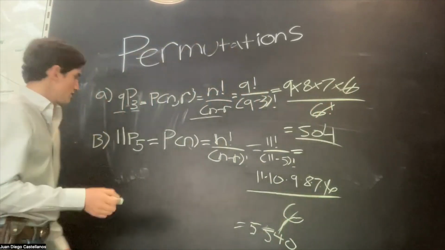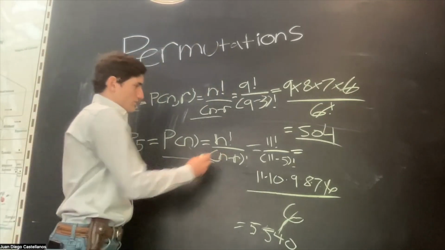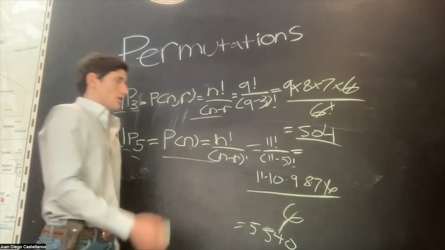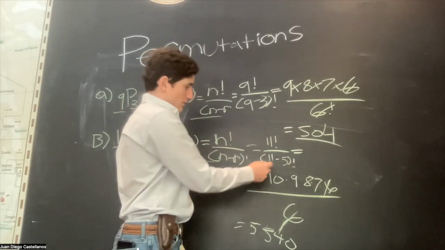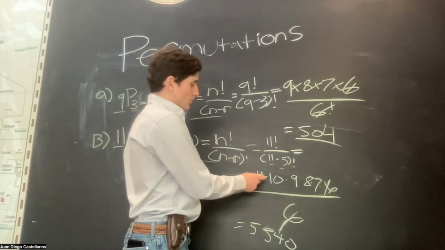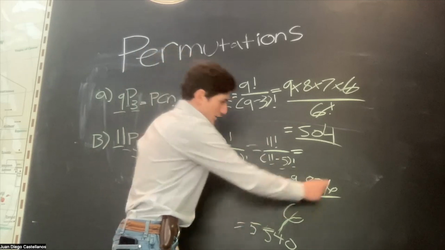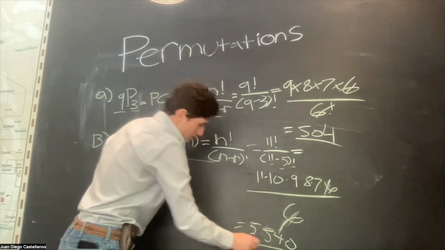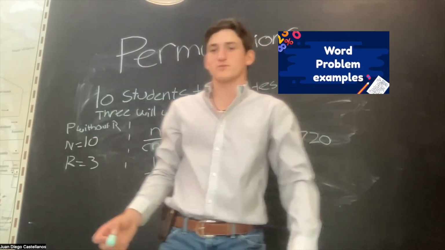Then the next question is the same. 11 permutation of 5. Here we have the formula to solve it. And now we're going to put the numbers in the formula. So we're going to have 11 exclamation point, and in the bottom 11 minus 5, which will give us 6. So we'll multiply all the numbers here on the numerator from 11 to 6. We cancel, multiply the things on the top, and we'll get 55,440.